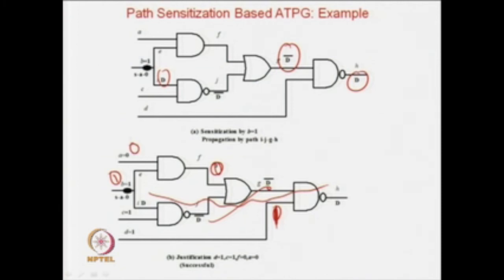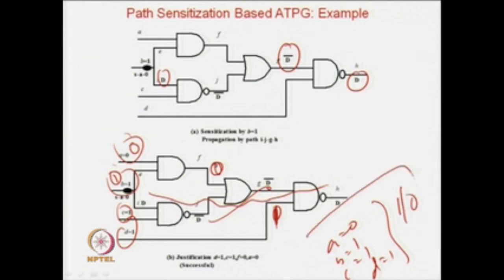So the pattern A equal to 0, B equal to 1, C equal to 1 and D equal to 1 is the test pattern to detect the fault. So, what is the test pattern? A equal to 0, B equal to 1, C equal to 1 and D equal to 1, and the output is D, that is, normal case 1, failure case 0. This is the test pattern which detects the stuck-at-0 fault.